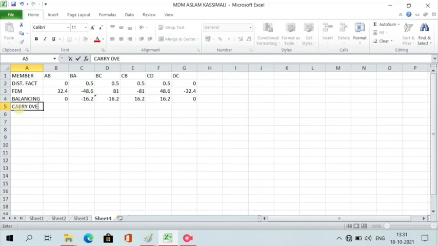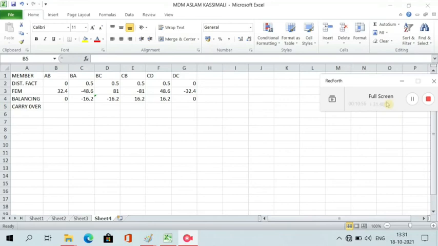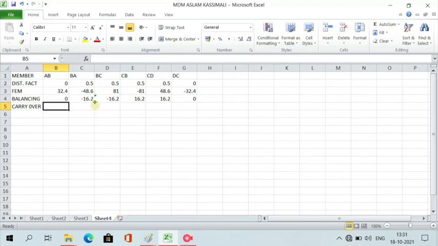Now we will take carry over moment. So carry over moment we will be calculating here. As we know, one half of these distributed moments are then carried over to the far ends of the member. So for AB, BA is the far end. We need to carry over.